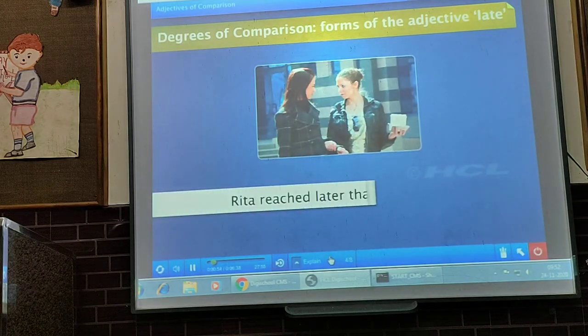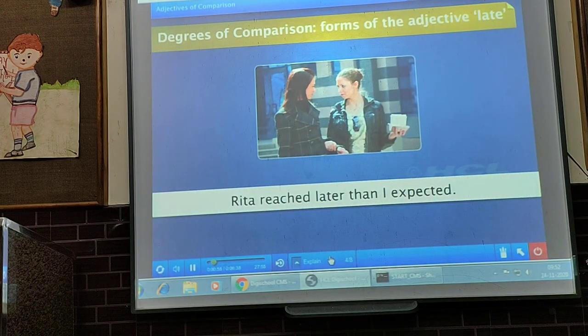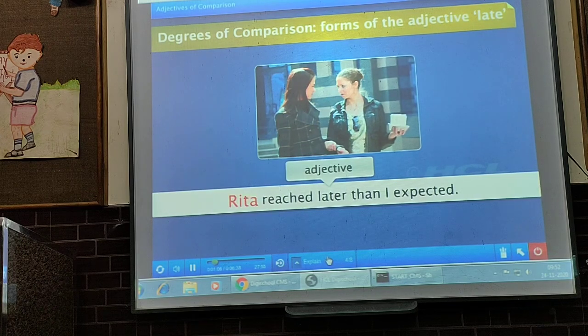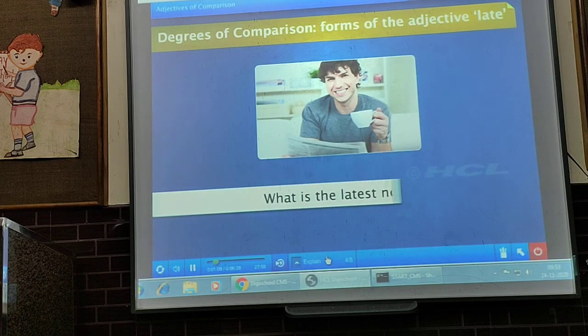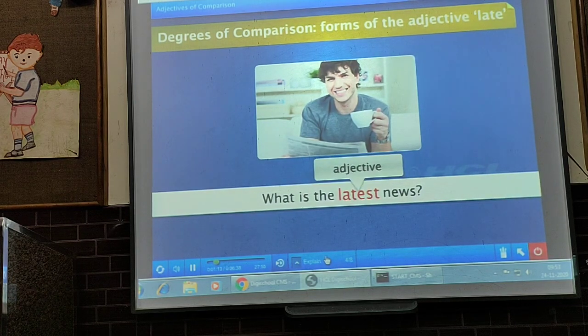Read the sentence. Rita reached later than I expected. In this sentence, the adjective in the comparative degree, later, refers to time and it tells you that Rita arrived late. Now read this question. What is the latest news? Here, the adjective latest means recent or current, which again refers to time.